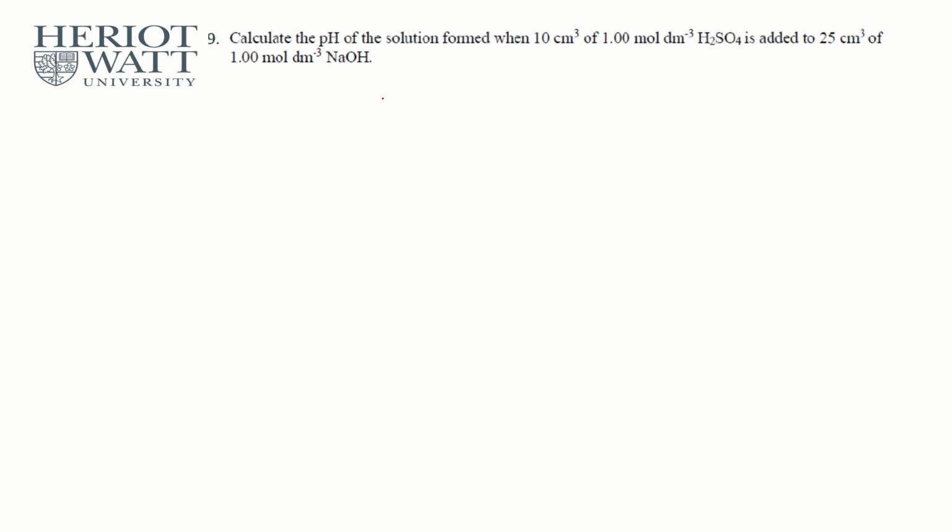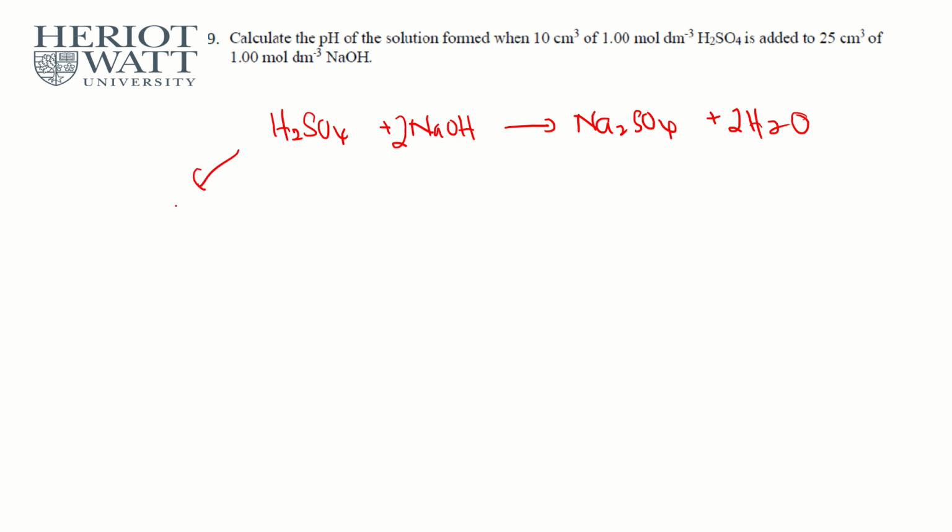First, we write the balanced equation. H2SO4 plus NaOH, you get Na2SO4 plus H2O. Balance the equation: 2 water, 2 NaOH. Done. Then we calculate the separate moles. What is the mole of H2SO4 used here? 10 cm³ and 1 molar. So 1 times 10 divided by 1000, you get 0.01. That's the mole. Okay? And NaOH, do the same thing: 25 times 1 over 1000, 0.025.